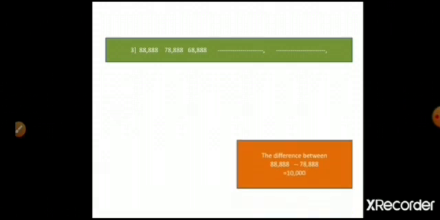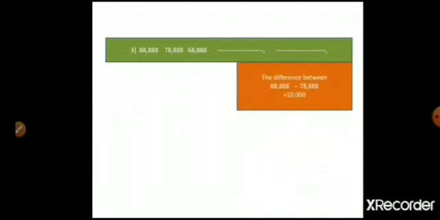See the third question. 88,888, 78,888, 68,888. Here three continuous numbers are given and the fourth and fifth numbers are skipped. So we find the fourth and fifth skip numbers. First we find the difference between the two numbers. We subtract 88,888 minus 78,888, then we get the difference. So the difference between the two numbers is 10,000.